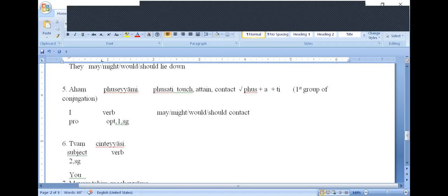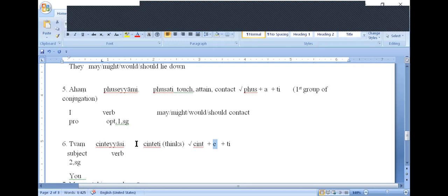Cinteti, think. Okay, so the present tense is cinteti, think. All right, so what can the root be? C-I-N-T. Cint plus? Cint plus a-t, no, e. E plus t-i. Cint plus e.